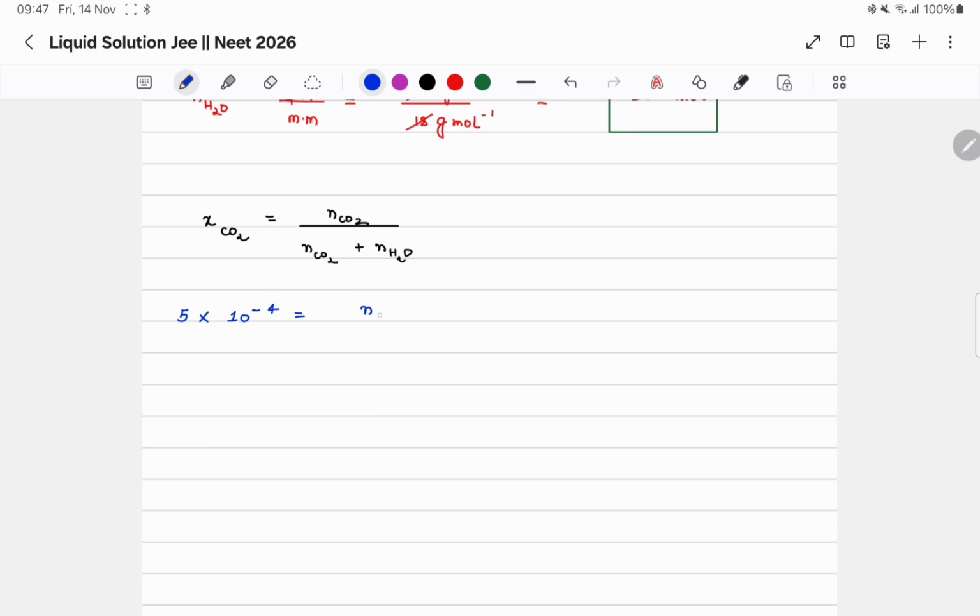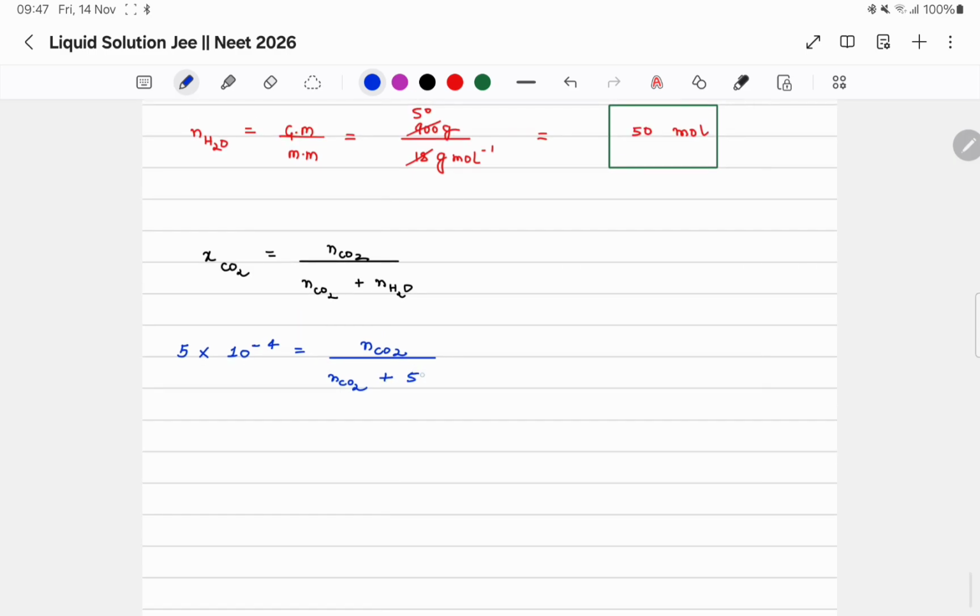Minus 4. Moles of CO2 we don't know, that is only our aim. Again, moles of CO2 is in the numerator, we don't know. What is the moles of water? Just now we got 50, right? Now one thing you need to know: you can solve it, but it will be very hectic to calculate nCO2 because it's not a simple value. You need to understand moles of CO2 will be very less than 50 mole. That is the moles of what?